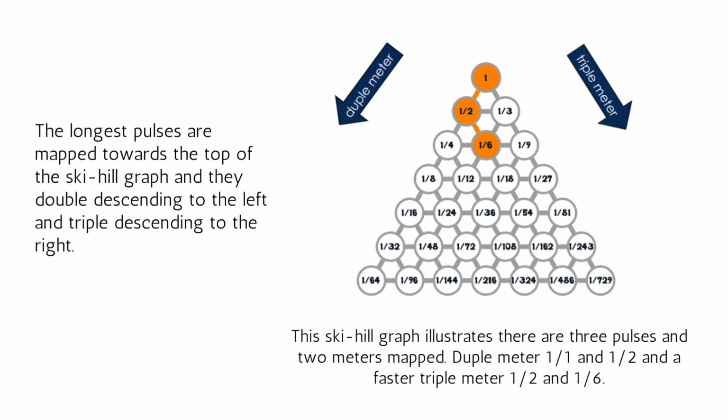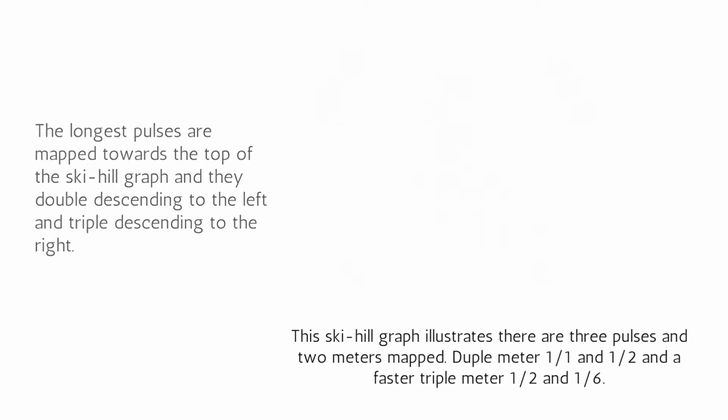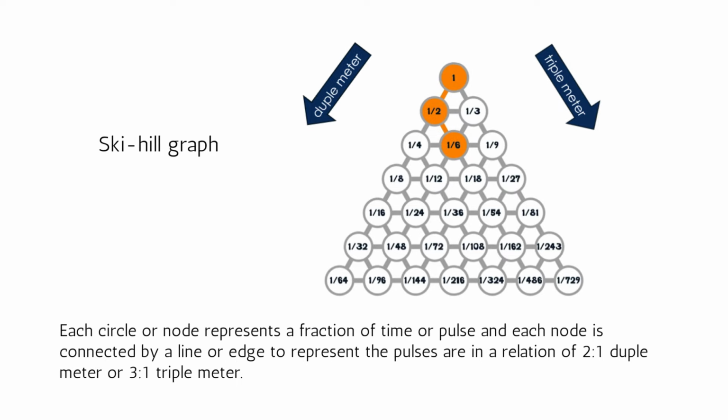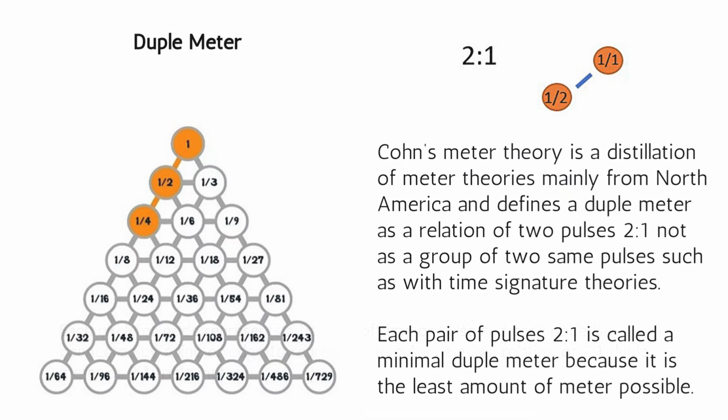This ski hill graph illustrates there are 3 pulses and 2 meters mapped: duple meter, 1/1 and 1/2, and a faster triple meter, 1/2 and 1/6. Each circle or node represents a fraction of time or pulse, and each node is connected by a line or edge to represent the pulses are in a relation of 2-to-1 duple meter or 3-to-1 triple meter.